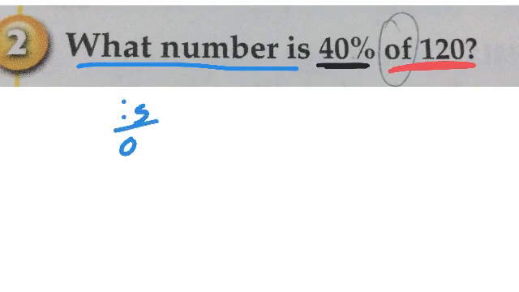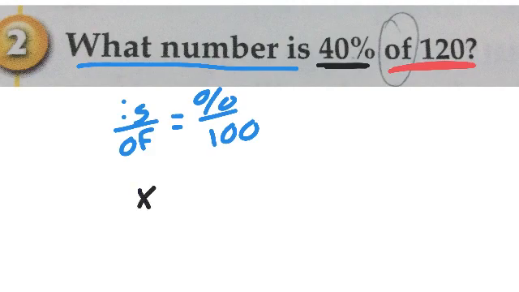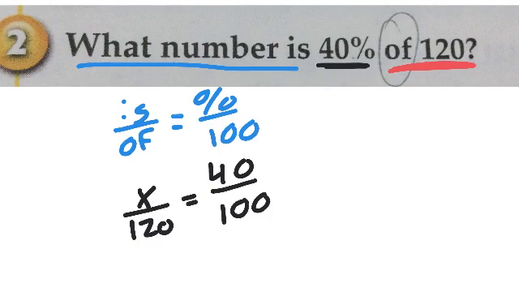So let me write that down again. Is over of equals percent over 100. I want to know what number is. So I'm missing the is, so it's an x. Over my of is 120 equals the percent, which is 40 out of 100.